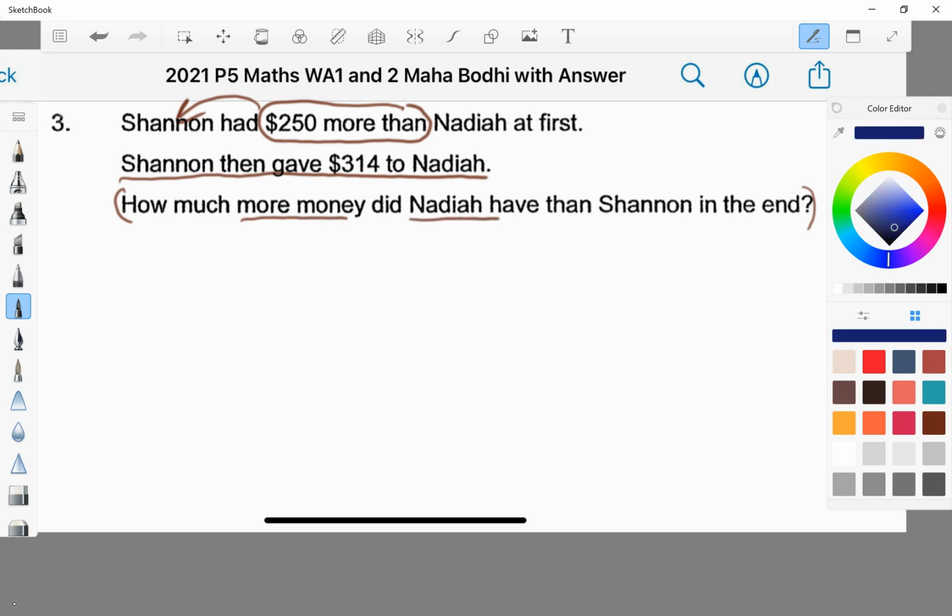So in Singapore, children do not have much time to do this question. They have, if I'm not wrong, less than 5 minutes. So they have to be very fast and efficient with their model drawing.